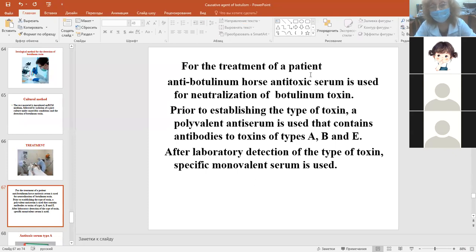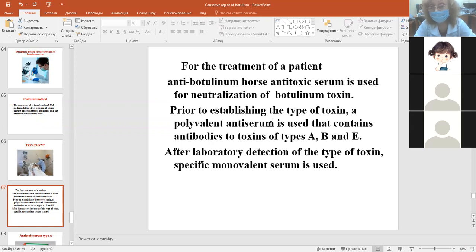And for the treatment of a patient, anti-botulinum horse antitoxic serum is used. In our country, it is horse serum. Antitoxic sera against tetanus, against botulism, and against diphtheria are heterologous sera. They are prepared by immunization, hyperimmunization of horses. And horse antitoxic serum is used for neutralization of botulinum toxin.